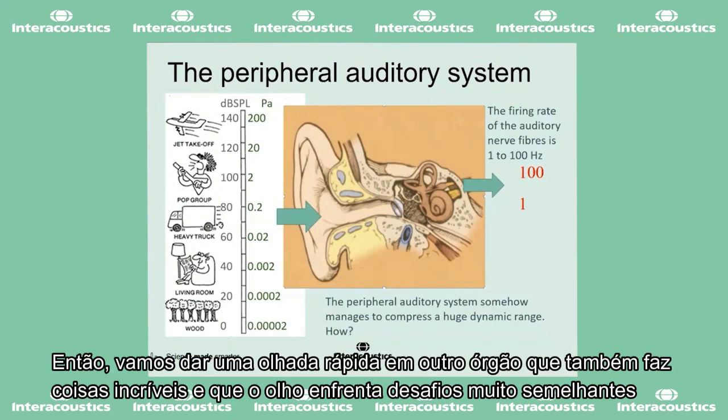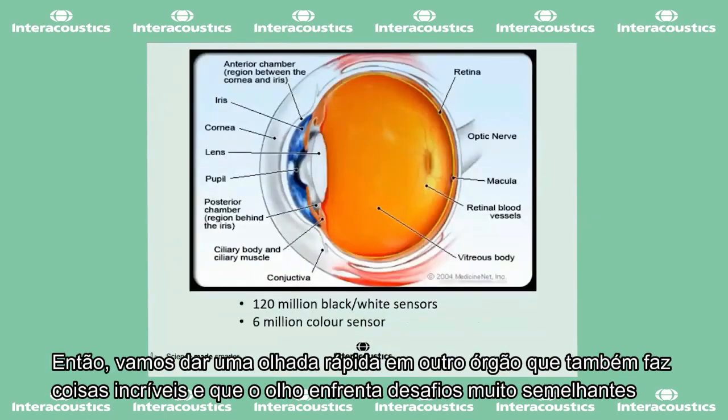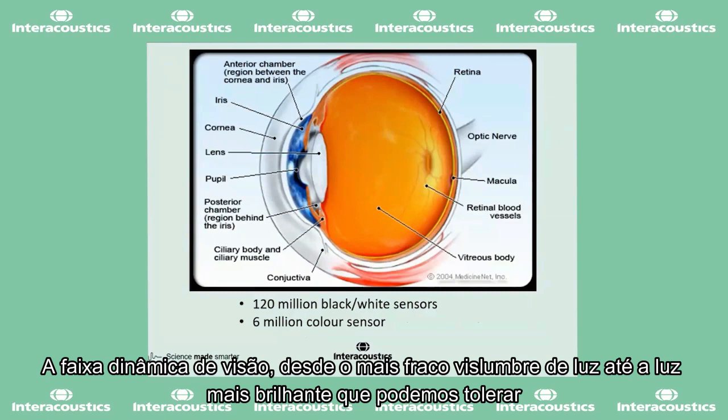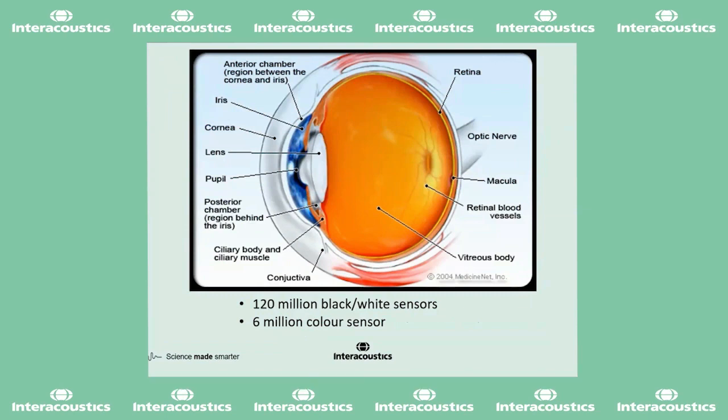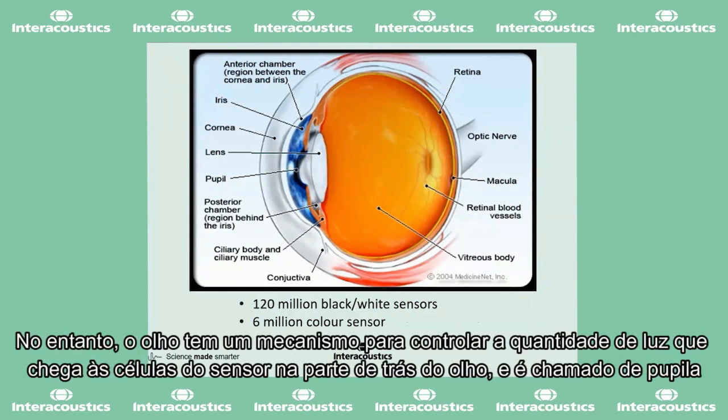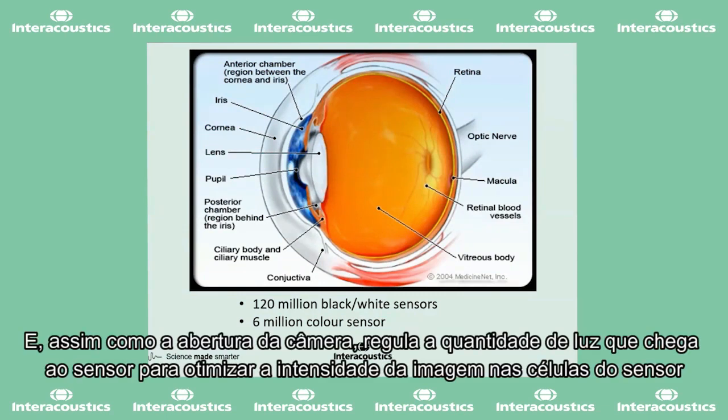So let's have a quick look at another organ that does some amazing things as well. The eye faces very similar challenges. The dynamic range of vision, from the faintest glimmer of light to the brightest light that we can tolerate, is also around 120 decibels. However, the eye has a mechanism for controlling the amount of light that arrives at the sensor cells at the back of the eye, in the retina, and it's called the pupil. Like the aperture of a camera, it regulates the amount of light arriving at the sensor so as to optimize the image intensity on the sensor cells.